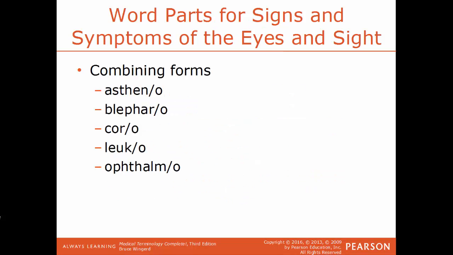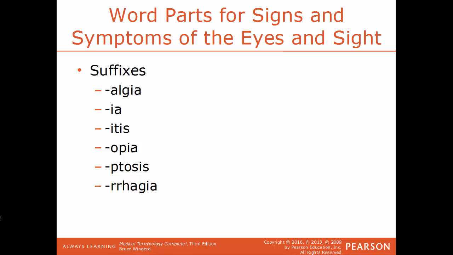Alright, now we'll talk about some word parts for signs and symptoms, and we'll first focus on the eyes and sight. Some common combining forms you'll see. Astheno is a reference to a lack of strength. Blepharo is a reference to the eyelid. Choro is a reference to the pupil. Leuco is a reference to white. And ophthalmo is a reference to the eye.